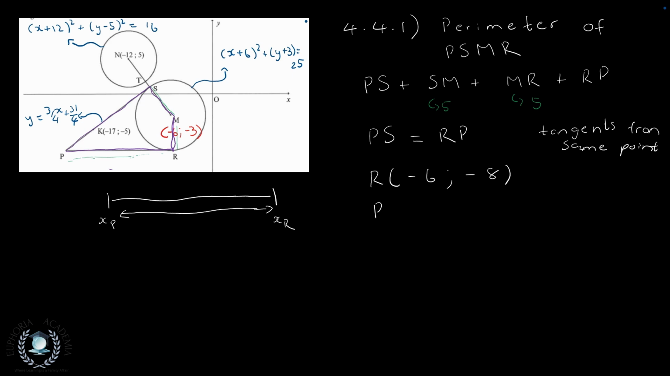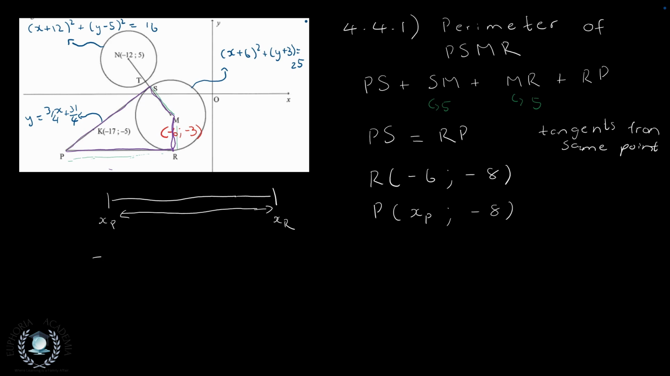Because P lies on the same line as R and PR is parallel to the x-axis, we know that P has the same y-coordinate as R, and that is -8. So we just need to find what xp is equal to. Well, we have an equation for the line of PS, and we have the y-coordinate of P. So let's substitute the y-coordinate and see what x-coordinate we end up with.